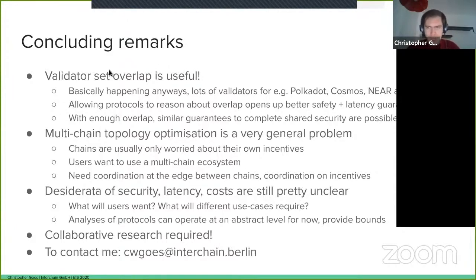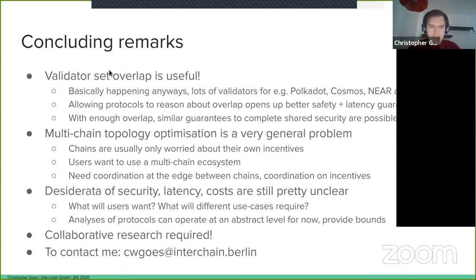Chains are mostly, in the design of proof-of-stake protocols, worried about their own incentives. They consider themselves as a closed system with validators and users and maybe even the shards, but that's not what users are thinking about. Users are thinking about the multi-chain ecosystem. And these chains need to coordinate together at the edge in order to give up a little bit of their degrees of design freedom or agree to crypto economically share the costs for providing better multi-chain topologies for users to use.